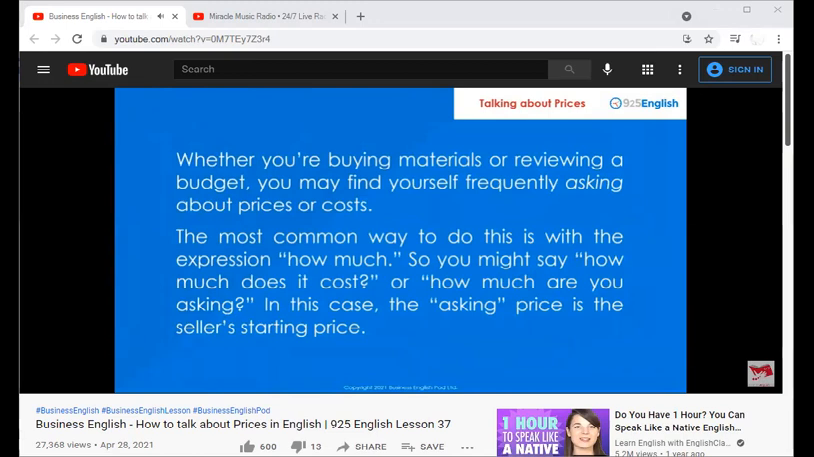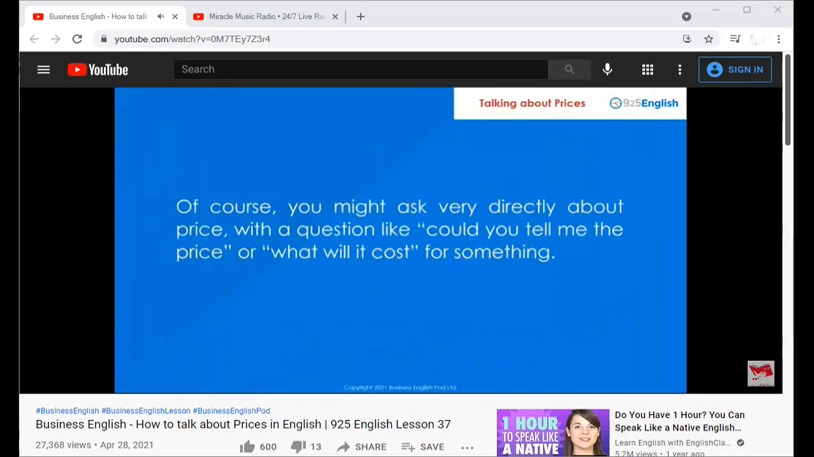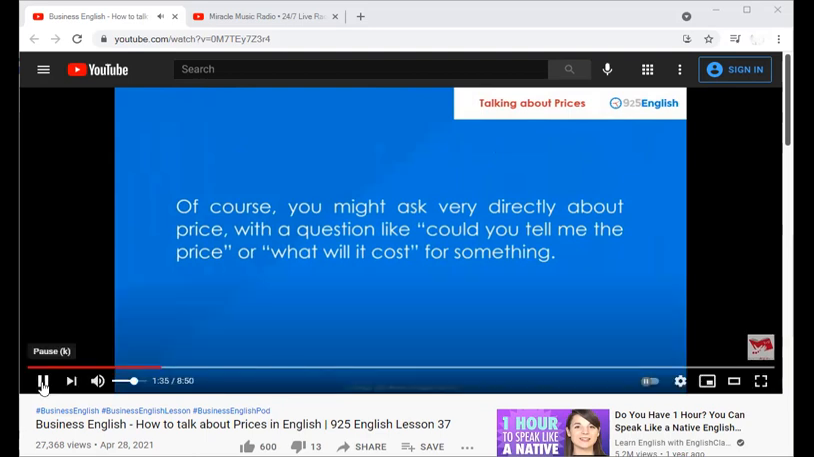The most common way to do this is with the expression, how much? So you might say, how much does it cost? Or, how much are you asking? In this case, the asking price is the seller's starting price. Of course, you might ask very directly about price with a question like, could you tell me the price? Or, what will it cost for something?